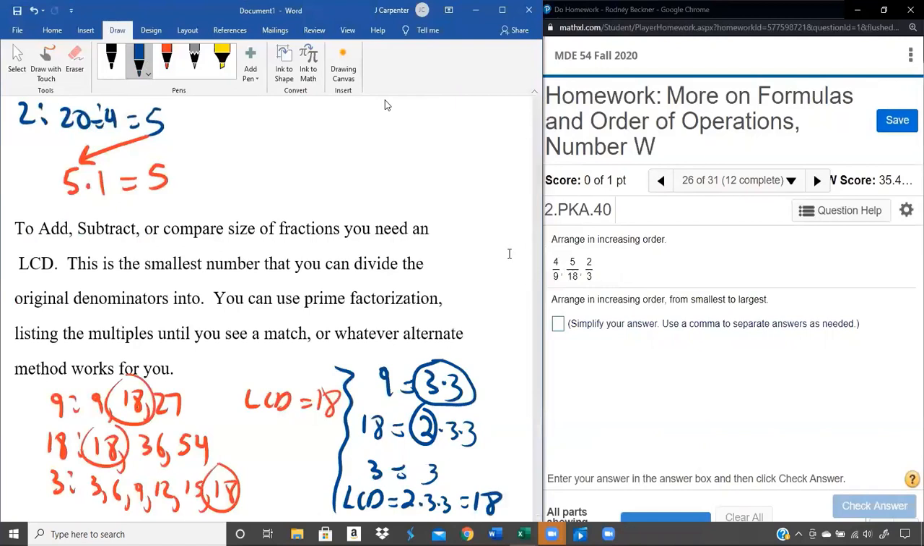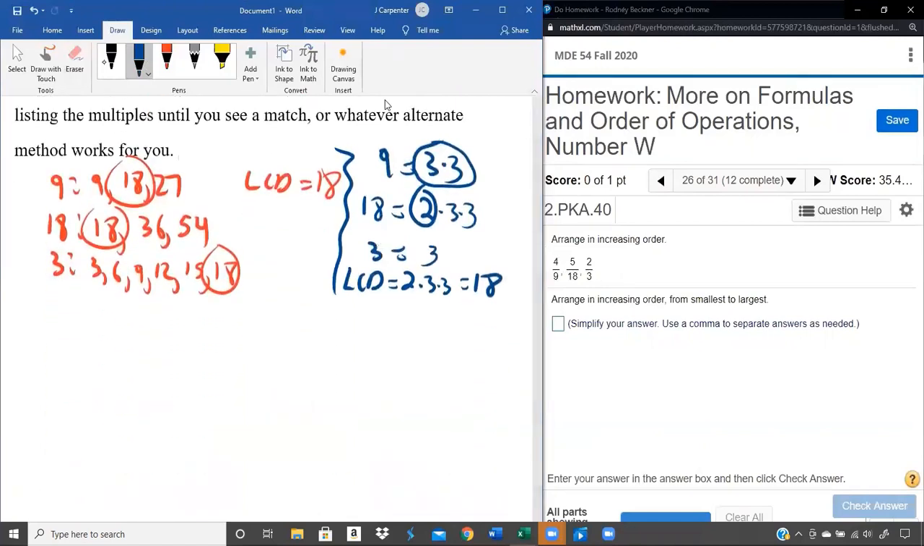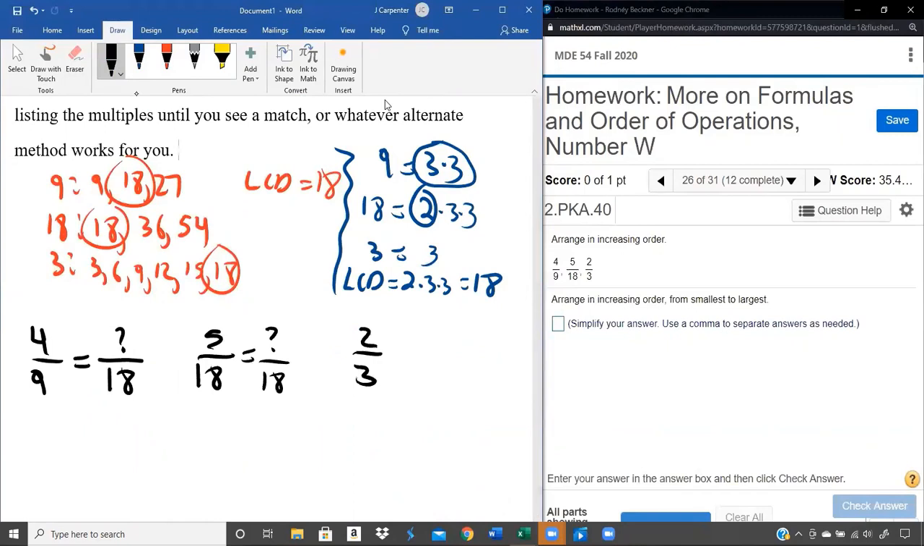All these 9s, 18s, and 3s need to be turned into 18s. So the 4 over 9, we need to turn into something over 18. The 5 over 18, we need to turn into something over 18. And the 2 over 3, we need to turn into something over 18.